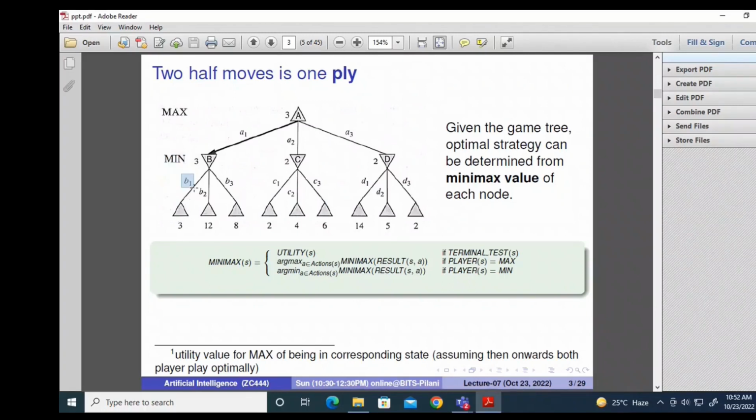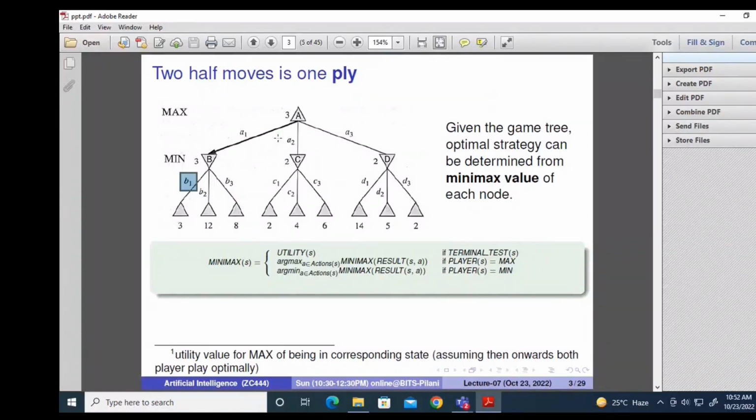B1? Yeah, because he wants to minimize it. See, he doesn't want to give you much profit. So he would take this particular action. So here, when you are sitting here, you can think that if you take this action, the maximum you can get is 3 only.